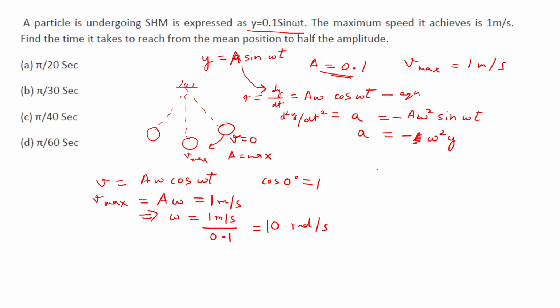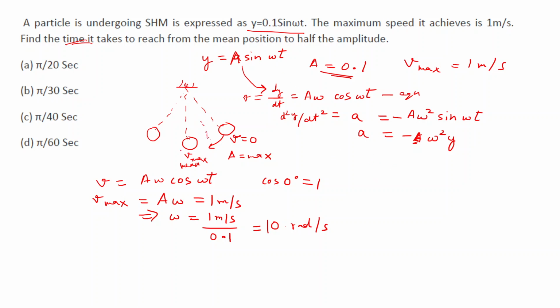Okay, so what we have to calculate is the time it takes to reach from the mean position, this is the mean position, to half the amplitude. So maximum amplitude is here. Half the amplitude means somewhere here.